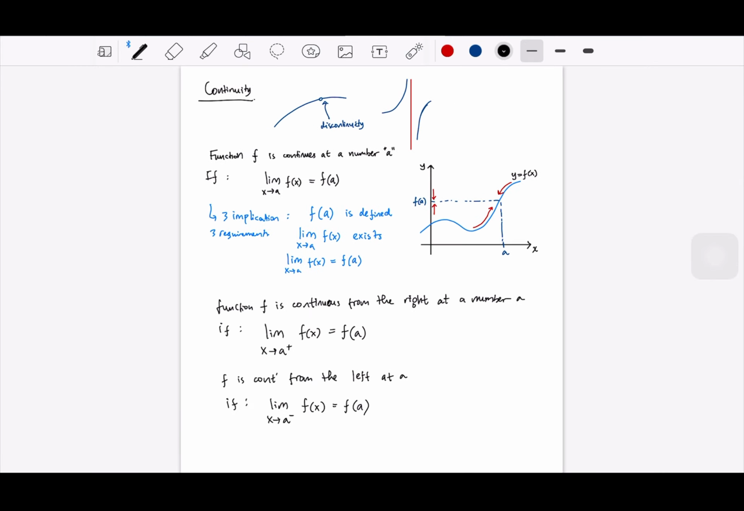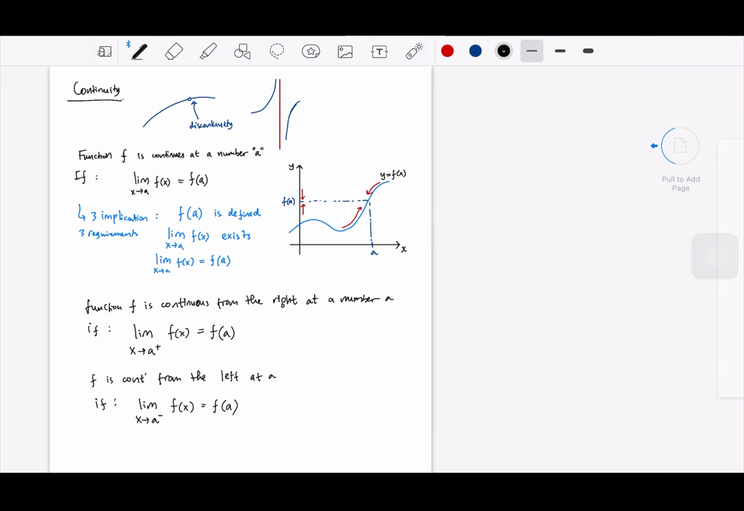Okay, let me give you an idea for how to use this continuity.